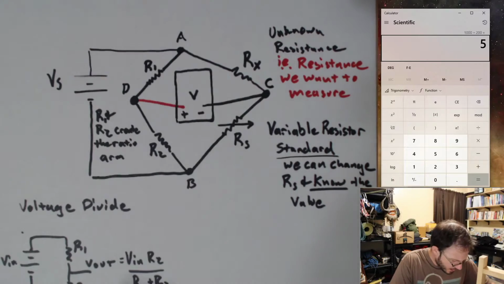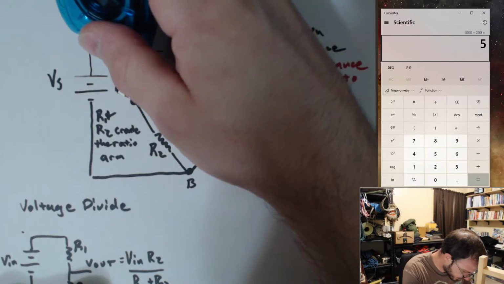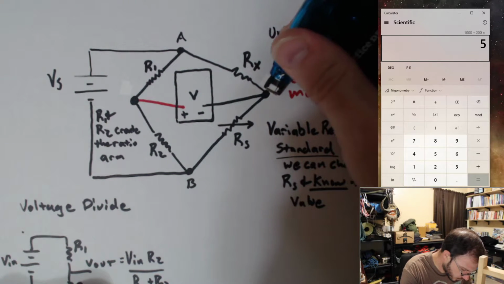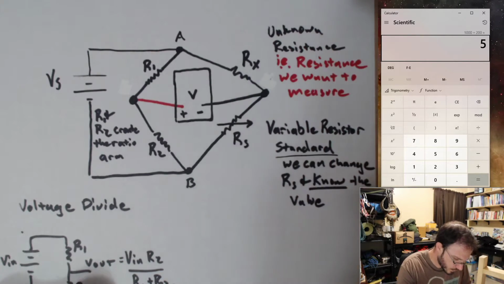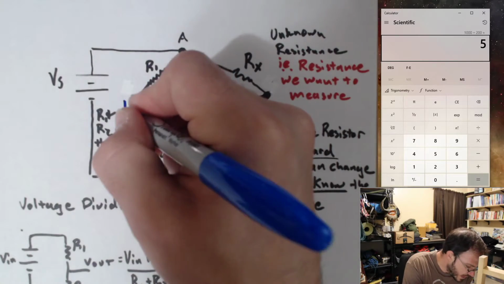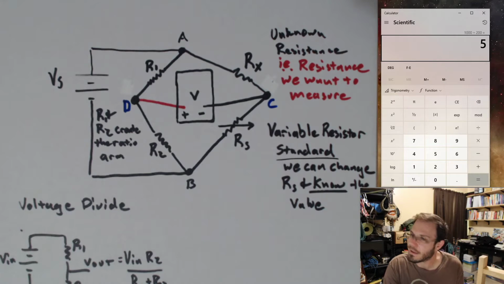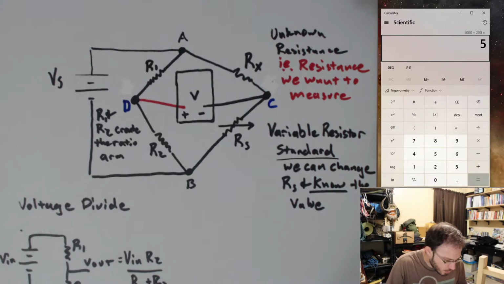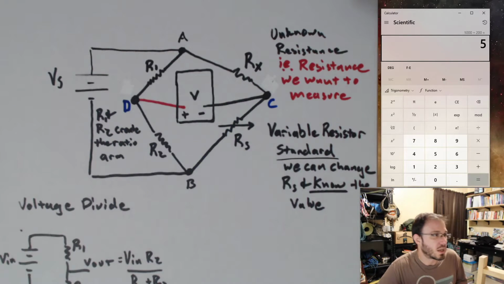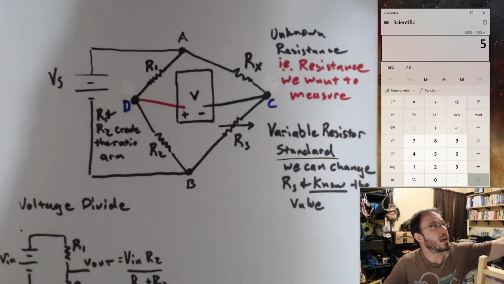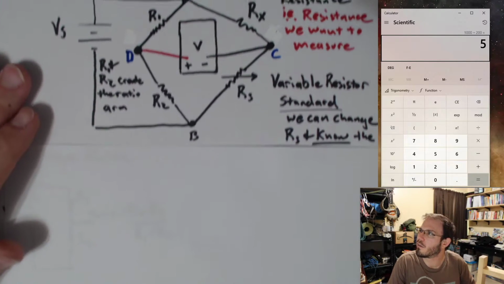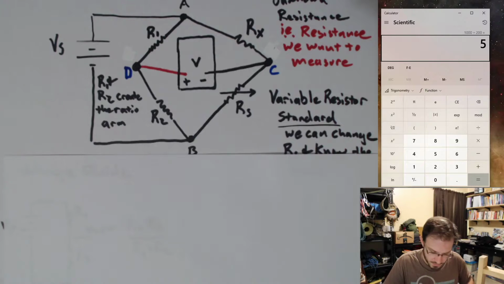And actually, let me do this in blue. So I can kind of emphasize these two different voltages. We'll call this one D, and we'll call this one C. Okay, so we actually have two different voltages here formed by two separate voltage dividers. And let me get another sheet of paper so we can go ahead and apply our voltage divider equation to both of these.